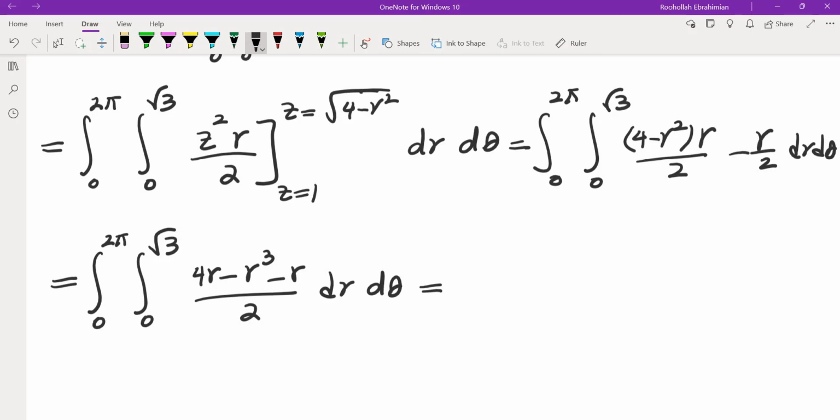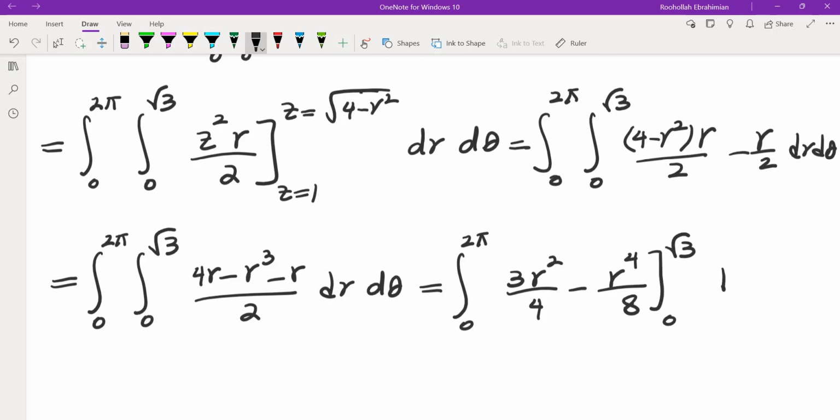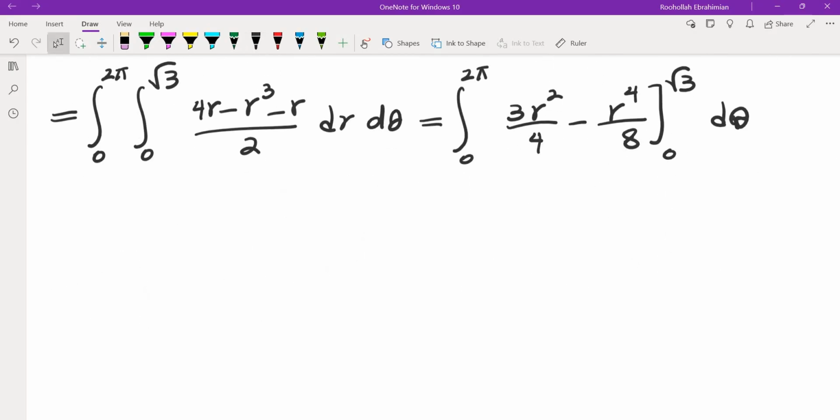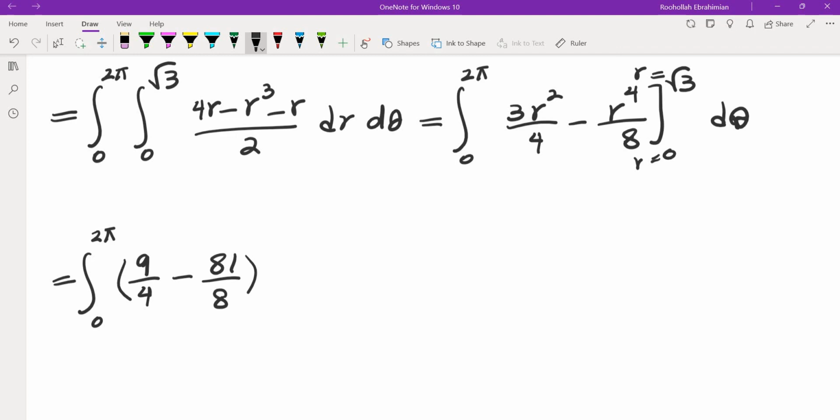So 4r minus r, that's 3r. So we get the integral from 0 to 2 pi of 3r squared over 4 minus r to the fourth over 8 from 0 to root 3, d theta. And I have only one variable here, which is why I didn't indicate which variable is evaluated, although I will do that just to be more clear. So this is the integral from 0 to 2 pi. If we plug in root 3, we get 9 over 4 minus 81 over 8. And if we plug in 0, we just get 0, d theta.